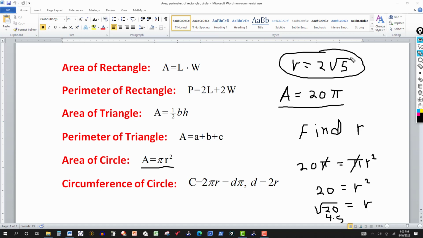That's your answer. Now if they ask you for the diameter, then we know the diameter is twice the radius. So then d would be equal to 2 times this, which would be 4 square root of 5. And they could give you similar problems when you're dealing with a triangle or a rectangle. A lot more formulas coming up.